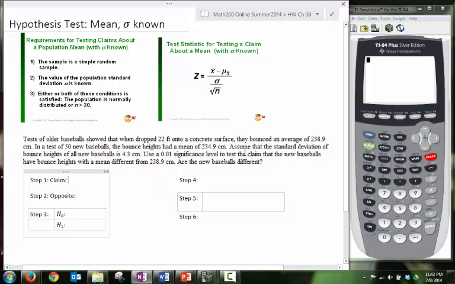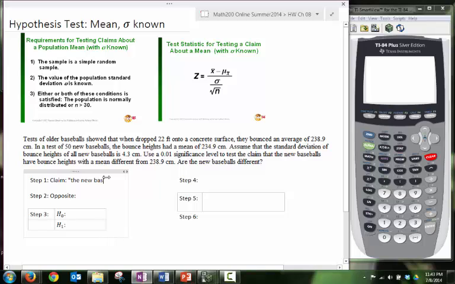Here is where we assume the standard deviation of bounce heights of all new baseballs is 4.3 centimeters. They want us to use a 0.01 significance level to test the claim. Here we go, test the claim that the new baseballs have a bounce height with a mean different from 238.9 centimeters. So that is going to be our claim right there.